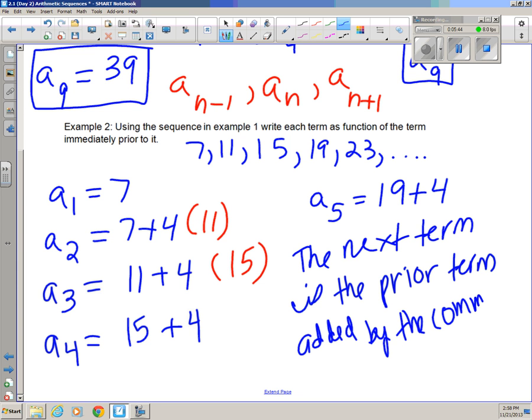It's the previous term, the prior term, added by the common difference. And essentially what's just happened is you have just come up with the recursive formula. It's basically saying to get from one term to the next, all I need to do is take the term before it and add the common difference.